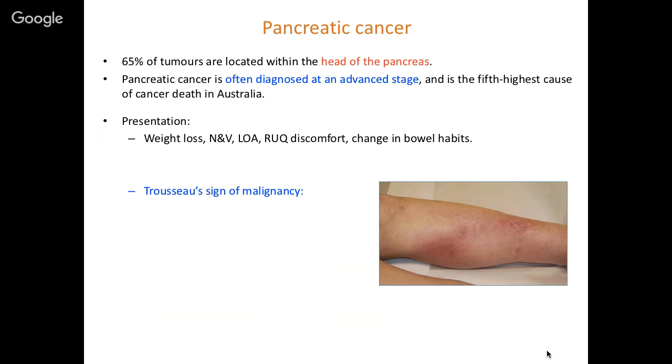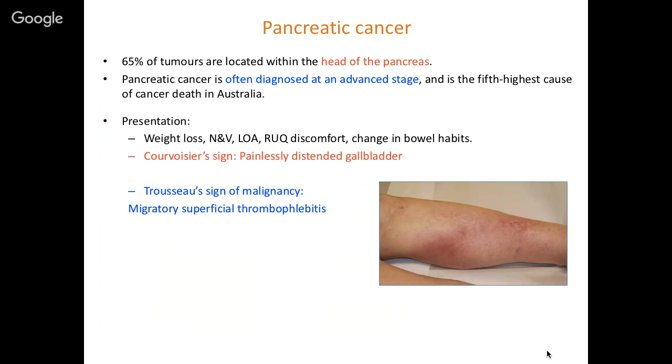You have your generalized presentation. There are a few other things like Courvoisier's sign, which is a painlessly distended gallbladder. The fact that it's painless makes the pathology less likely to be gallstones, so you need to treat it with high clinical suspicion of being a cancer.